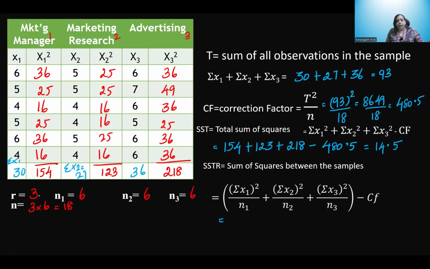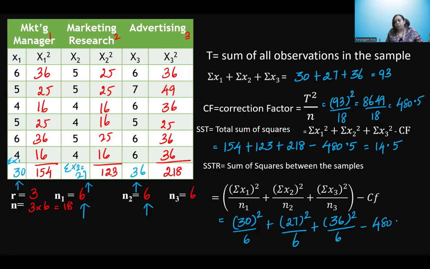To do this, x1 is 30, n1 is 6, raised to the power of 2, plus summation of x2 is 27, raised to the power of 2 divided by n2 is 6. Summation of x3, 36, raised to the power of 2 upon 6, minus the correction factor 480.5. This will give us 487.5 minus 480.5, which will lead us to 7.